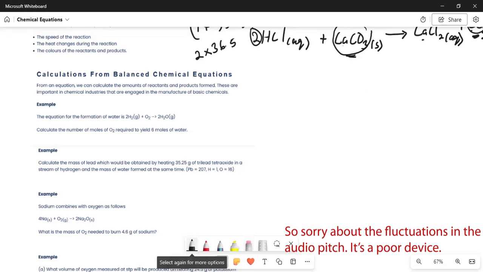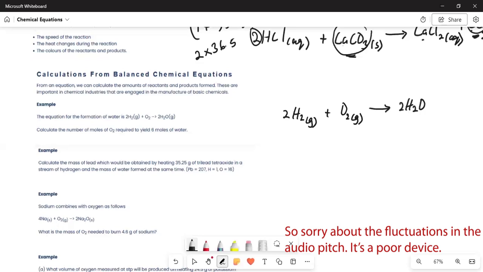So the first one here says the equation for the formation of water is 2H2 gas plus O2 gas, giving us 2H2O gas. Calculate the number of moles of oxygen required to yield 6 moles of water. So it is hydrogen gas plus oxygen gas, giving us water. To balance the equation, we put a 2 here and a 2 here.